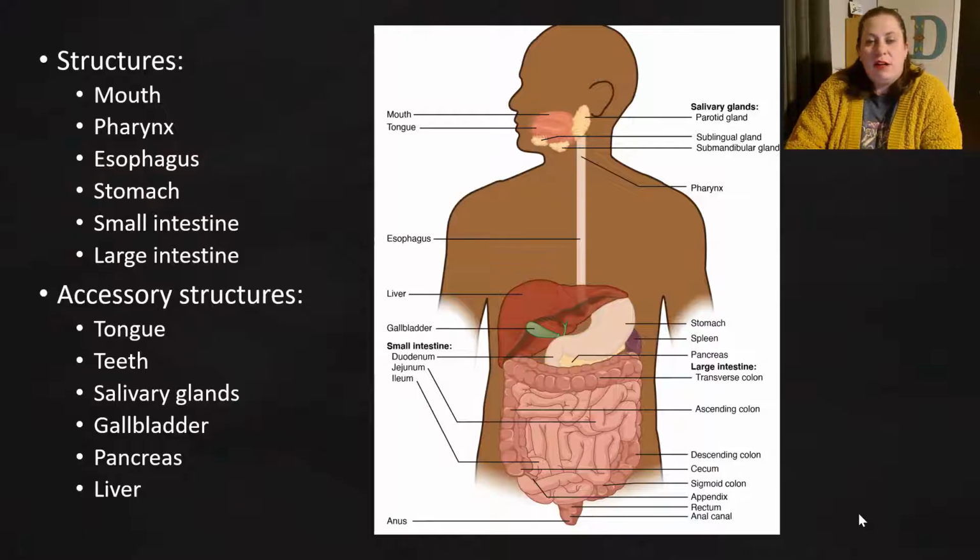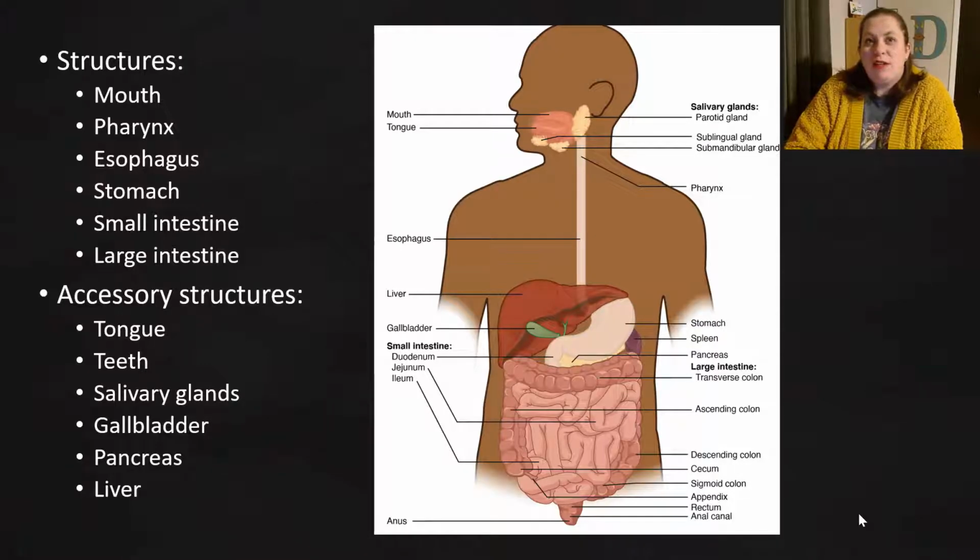Now, there are several primary structures of that alimentary canal, again, extending from the mouth down. So that's where it starts. We have the mouth, which is then connected to the pharynx, which is the throat. The pharynx then connects to the esophagus. This esophagus tube connects the mouth to the stomach. The stomach is then connected to the small intestine, and the small intestine is connected to the large intestine. The end of the large intestine is known as your anus.